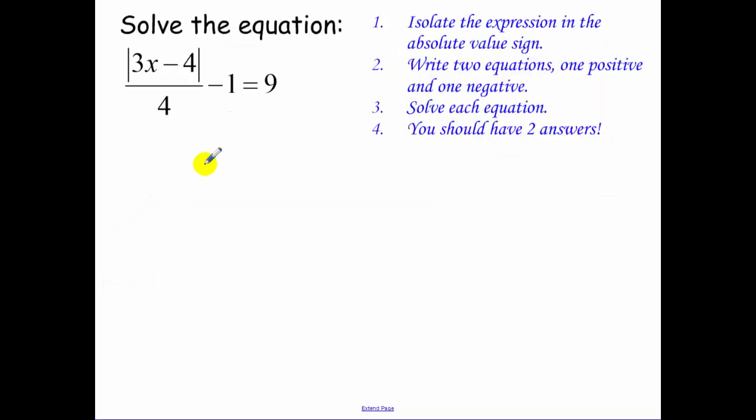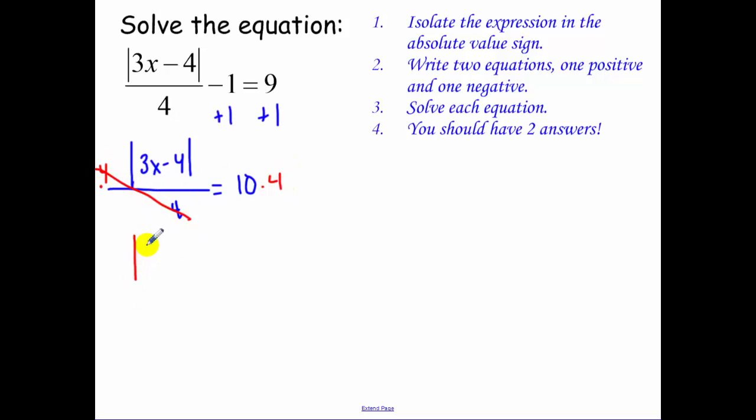Okay, solving this equation. Again, first we need to get rid of what's being added or subtracted to this absolute value piece. So we need to add 1 to both sides. So we have 3x minus 4 all over 4 is equal to 10. Now get rid of the 4 on the bottom, so I multiply both sides by 4. That cancels out that 4 on the bottom. So we have 3x minus 4 is equal to 40.